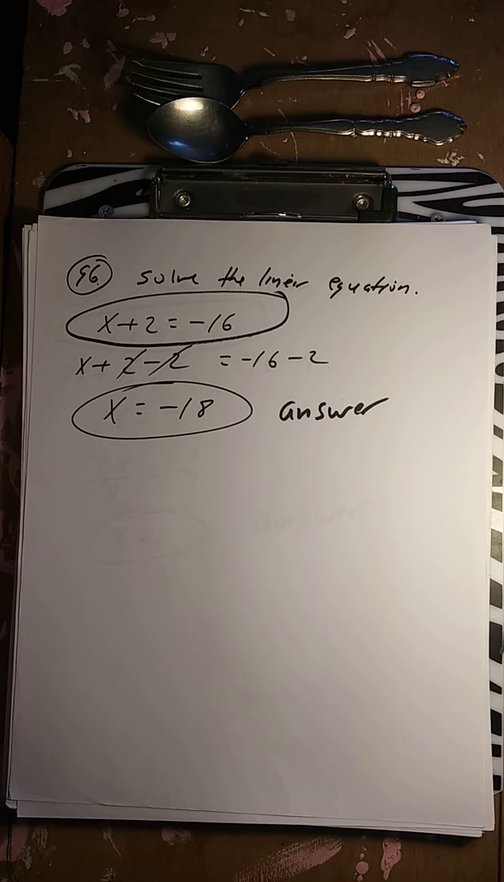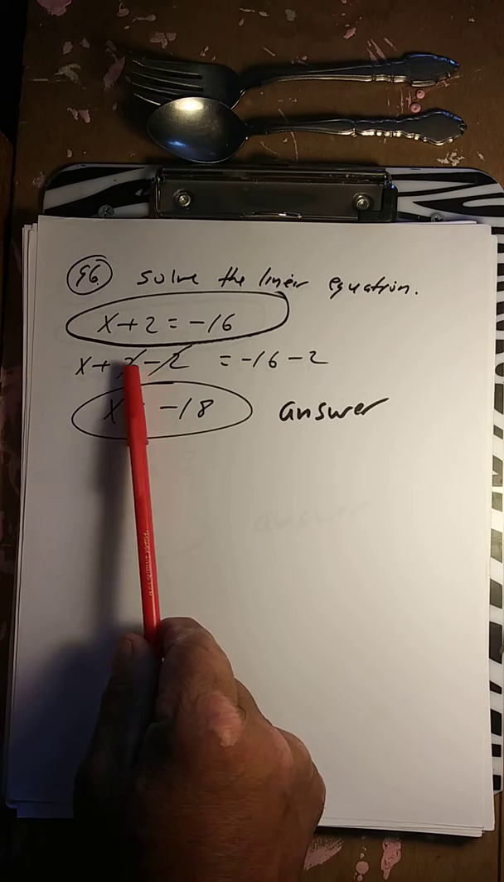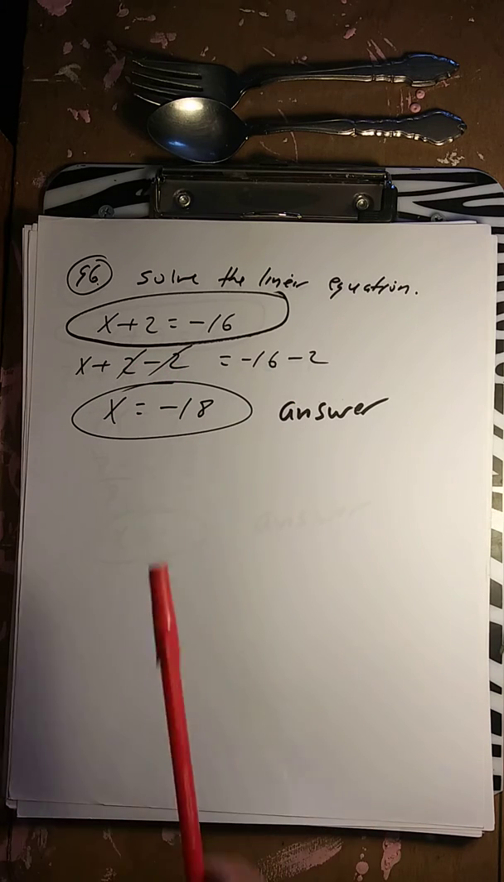Solve the linear equation. X plus 2 equals negative 16. So what we're going to do is go a negative 2 and a negative 2. These are gone. So you have x equals what? Negative 18.